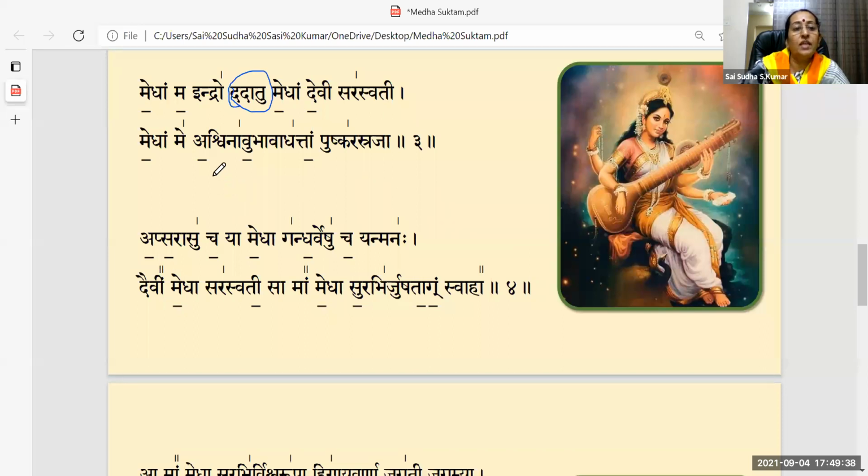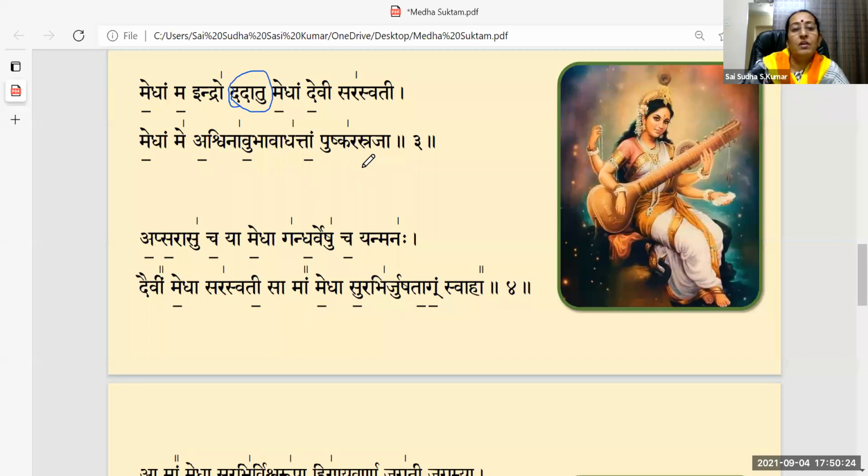Then Medham me Ashwina Vubha. Here, please note that it is Ashwina Vubha. There is a tendency to pronounce this as Ashwina Ubha. It is not Ubha. It is Vu. Ashwina Vubha. Vadhattam. Bha, again here Mahapran, and after that Va. Dha is again Mahapran, and Tam. Here it is double ta. It is dvaita. So it has to be stressed again. Vadhatam. You can't do that. It is vadhatam.